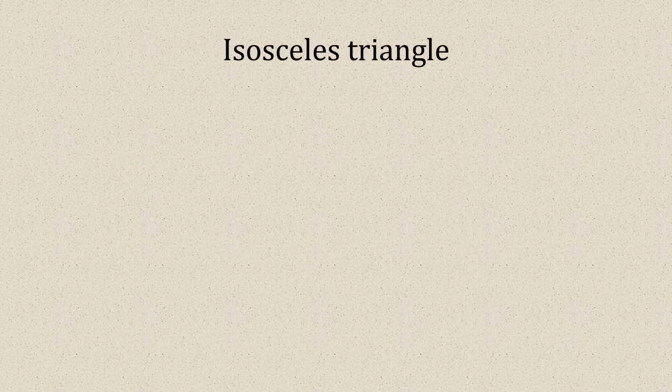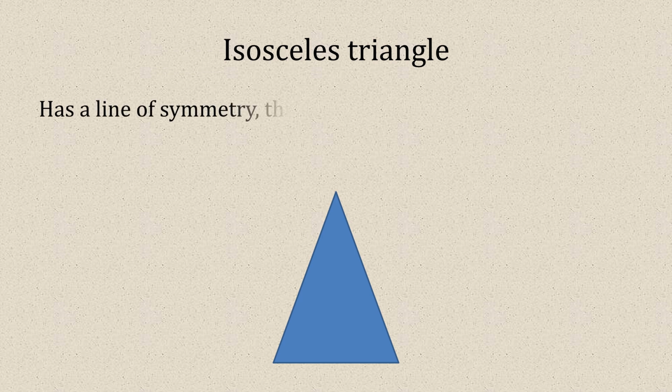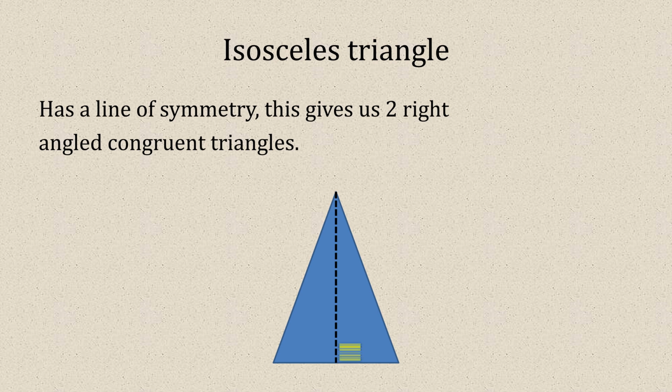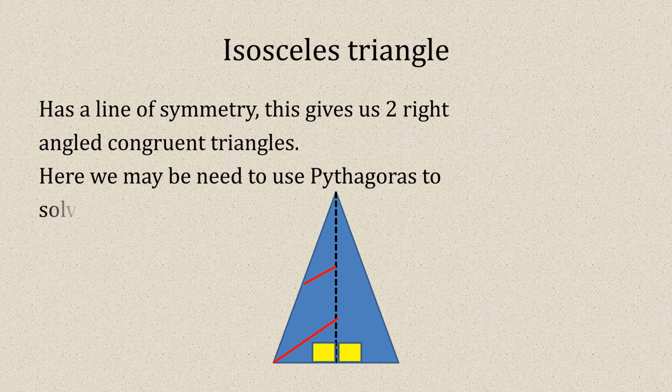Now you might have a maths problem that involves an isosceles triangle, and what you need to remember is these triangles have a line of symmetry which gives us two right angled congruent triangles. So here you might need to use Pythagoras' theorem to solve the bigger problem.